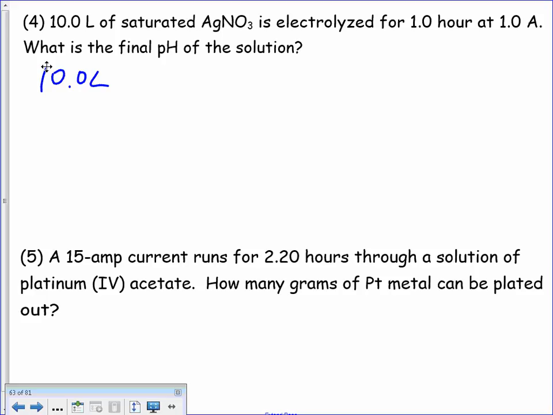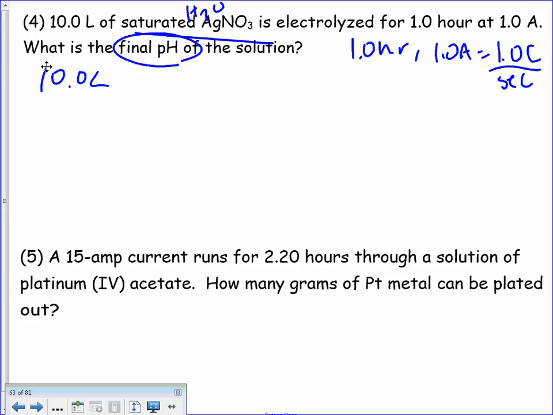What does saturated mean? Full of ions in water. Okay, you should understand a saturated solution of silver nitrate. It does mean it's in water, so I'm going to put water up there just to remind you. Electrolyzed for 1 hour. Okay, so we got 1 hour given to us, 1 amp given to us. 1 amp is what? 1 coulomb per second.